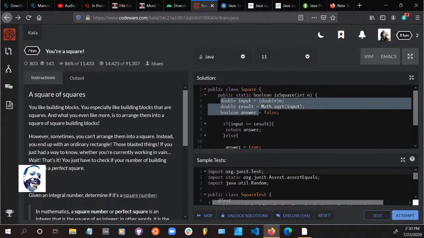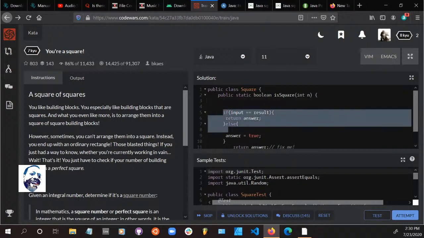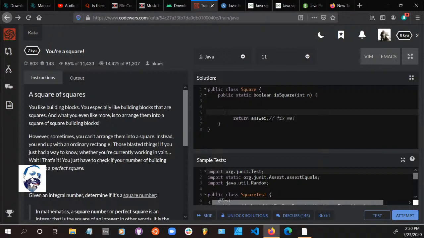My logic was way off. My logic was completely 100% off. Let's just delete all of this stuff. Now I know what to do. I have to use two methods. I'm going to have to use the square root method and the floor method.